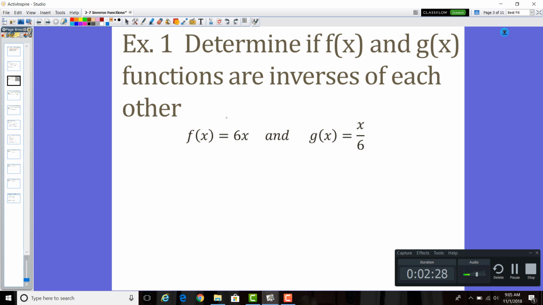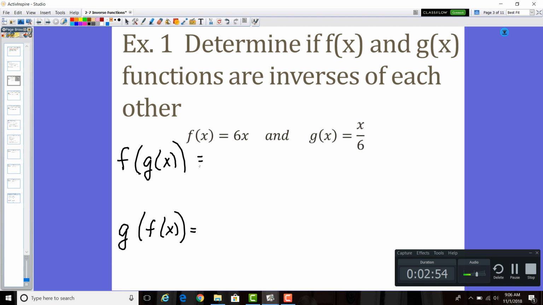So here's an example of that. We're given an f of x function and a g of x function. The f of x function equals 6x. The g of x function equals x over 6. So to determine, as they're asking, if these two functions are inverses, we're going to form the compositions. Both of them.